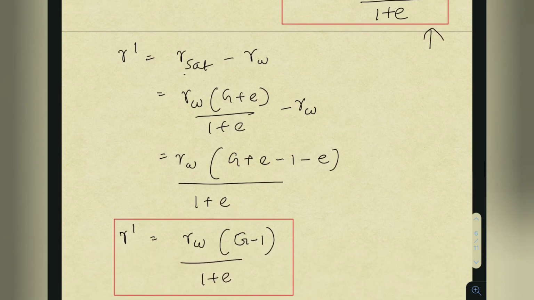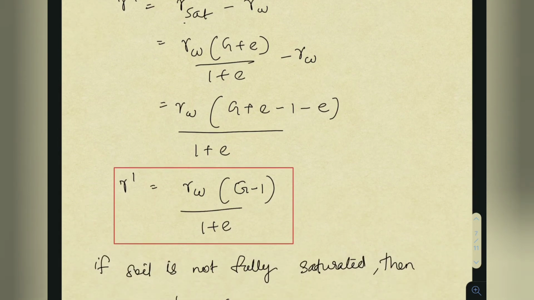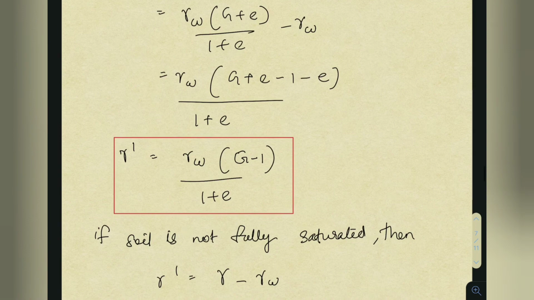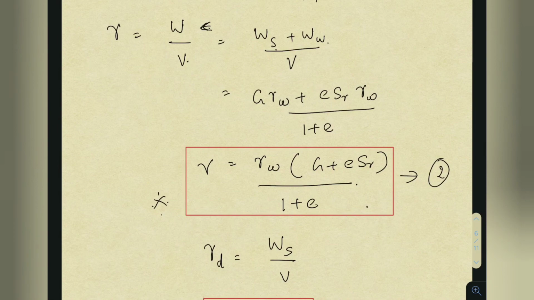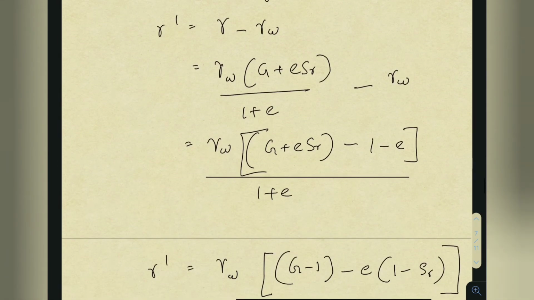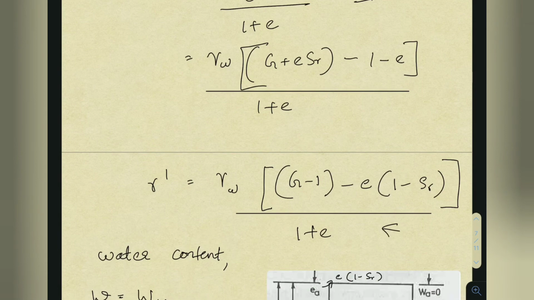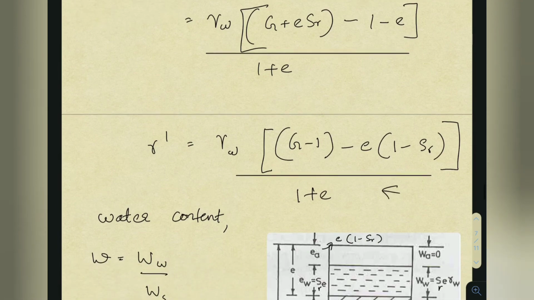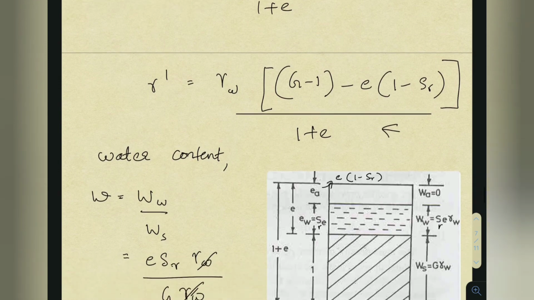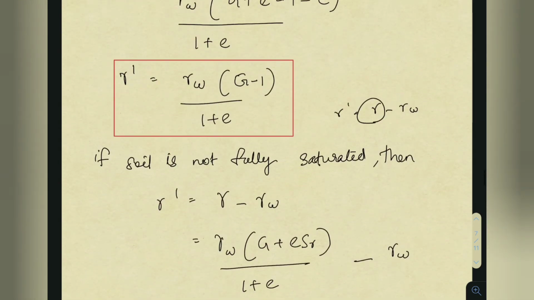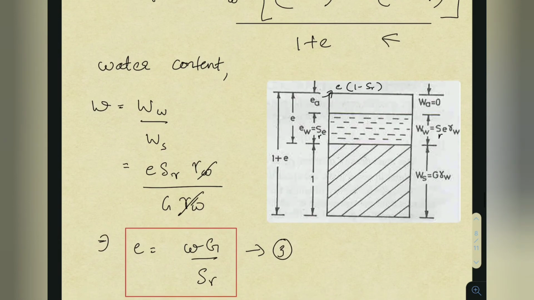So rearranging, you get gamma dash is equal to gamma W into (G minus 1) by (1 plus e). If it is not fully saturated, then you have to put gamma minus gamma W for gamma dash. So this gamma expression you get from here, and substituting that, you will have this equation. So here if you put Sr is equal to 1, then we will get gamma dash when it is fully saturated. That will be the same equation. Okay, so that is done.